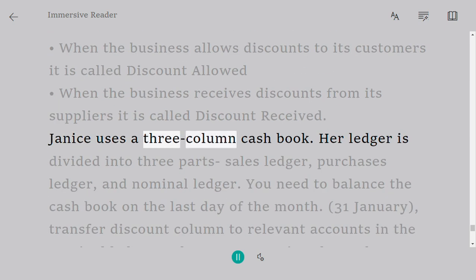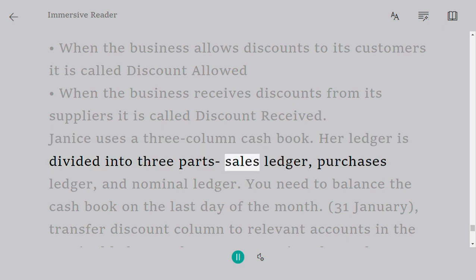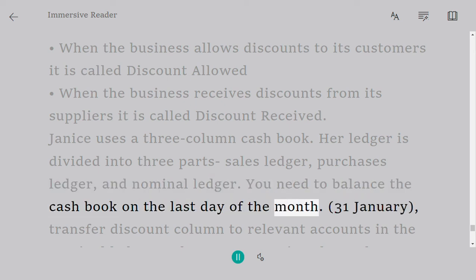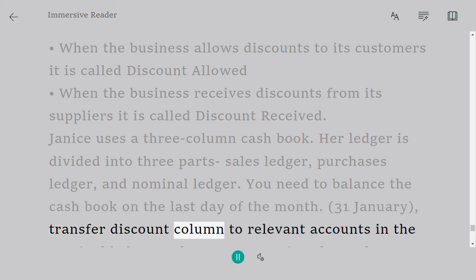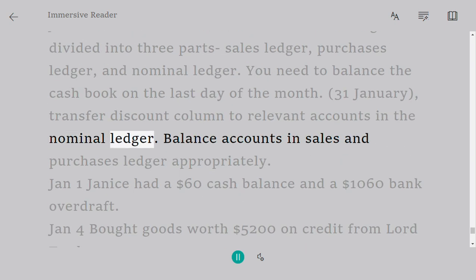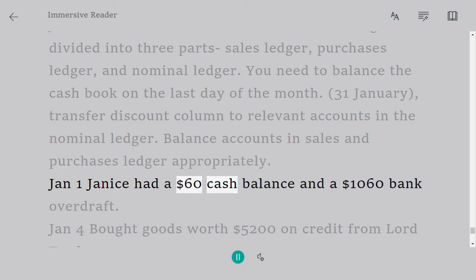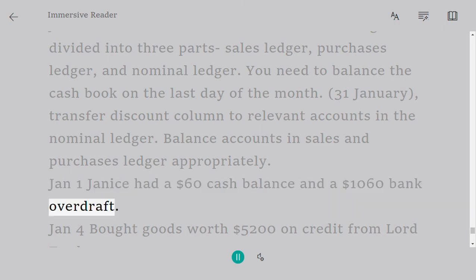Janice uses a three-column cash book. Her ledger is divided into three parts: sales ledger, purchases ledger, and nominal ledger. You need to balance the cash book on the last day of the month, January 31st, transfer the discount columns to the relevant accounts in the nominal ledger, and balance accounts in the sales and purchases ledgers appropriately. January 1st, Janice had a $60 cash balance and a $1,060 bank overdraft.